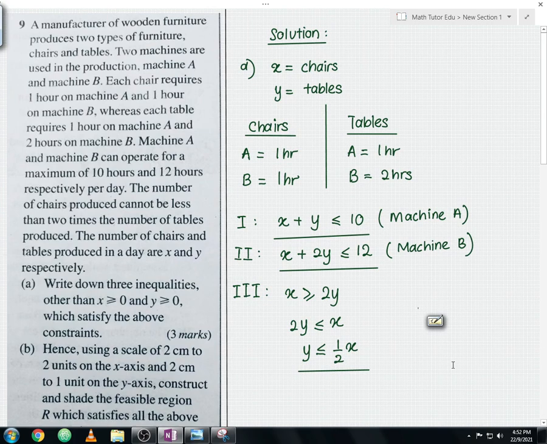So we are done with question part A, where we have already written down the inequalities from the constraints. Let us proceed to question part B. For part B, we are required to plot the graph based on these 3 linear inequalities, and we need to shade the feasible region R. I've already completed the graph and shaded the region R for you. Let me show you the complete linear programming graph now. Please wait for a moment.